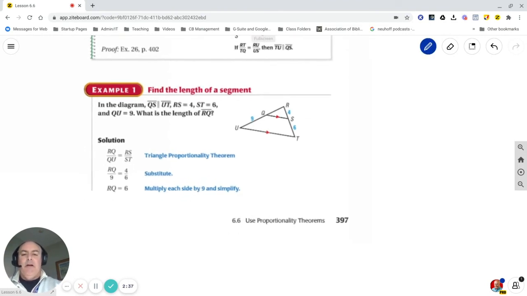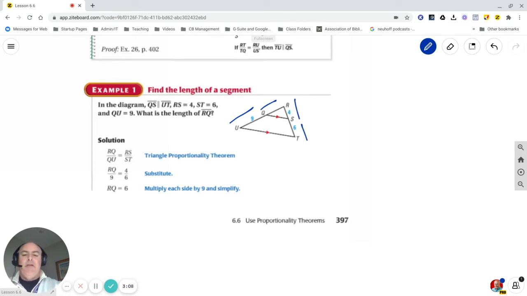So in the example here, what I want to do is find the length of this segment, knowing that those are going to be parallel. And so I set up my proportionality statement. I plug in all of the information I have, and I solve and find that RQ equals 6. Here again, I've worked down the side. I said RQ over QU, RS over ST.